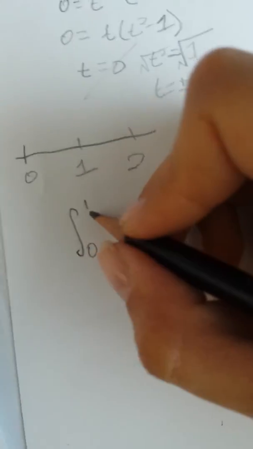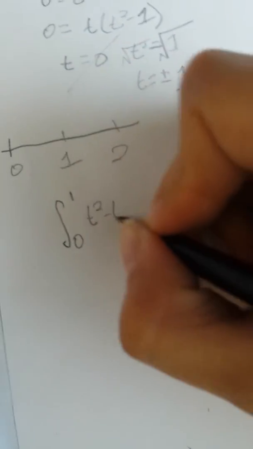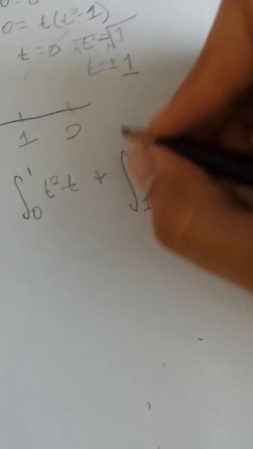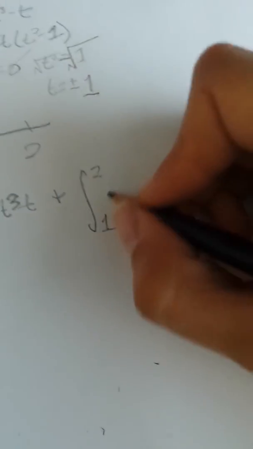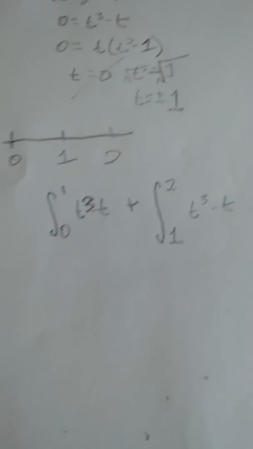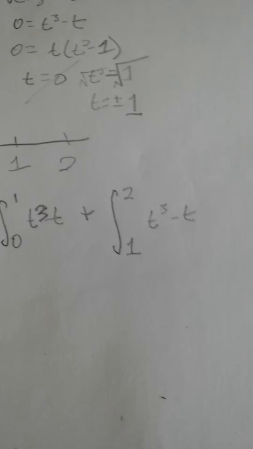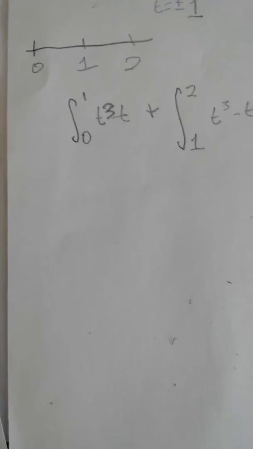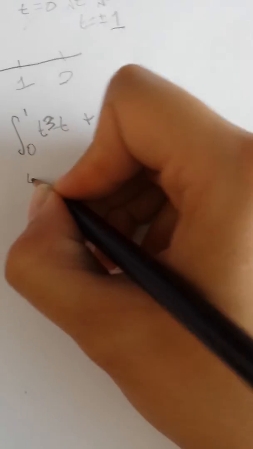One is going to be from 0 to 1, t cubed minus t, and then you need to add that to your second integral, which is going to be from 1 to 2, and again this is t cubed minus t. So you can figure out the distance, and you're going to have to find the absolute value of the distance from 0 to 1, because you just need to find the distance, and it's going to turn out negative, but you can't have negative distance. Okay, so from here we have to integrate.